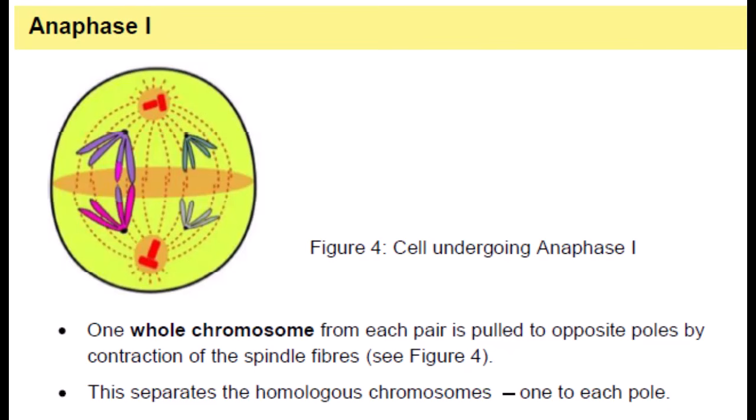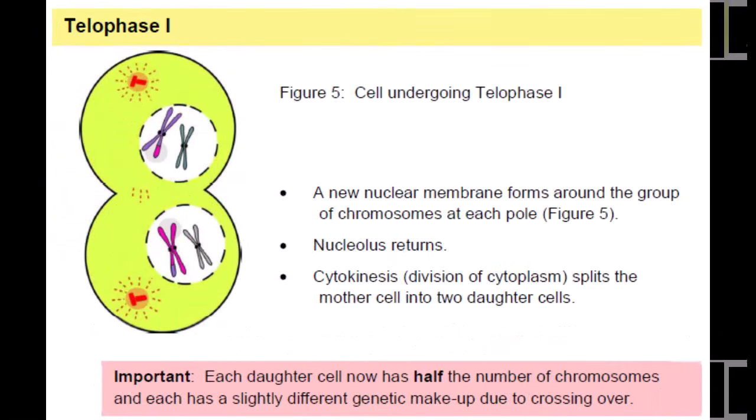Right. In telophase I, new nuclear membranes start to form around the groups of chromosomes now clustered at each pole. The nucleolus might reappear. And then the cell itself divides. Yes. Following telophase I comes cytokinesis, the division of the cytoplasm. This splits the original cell into 2 distinct daughter cells.